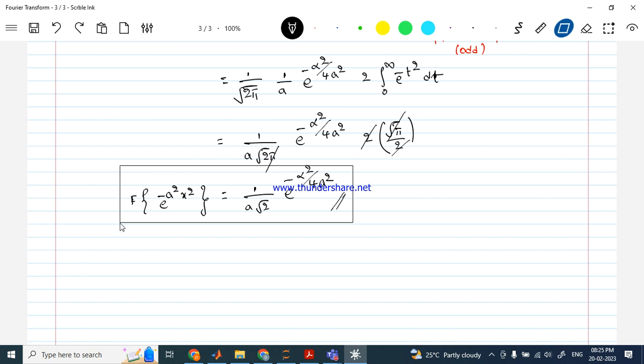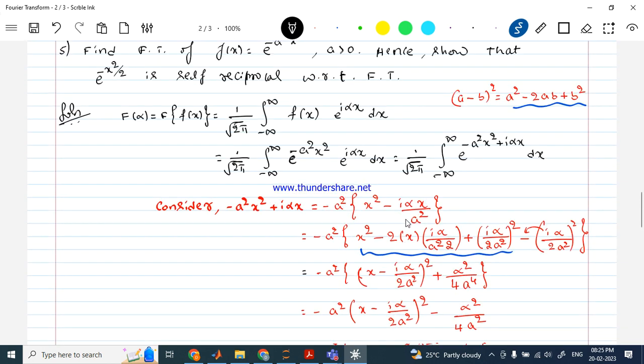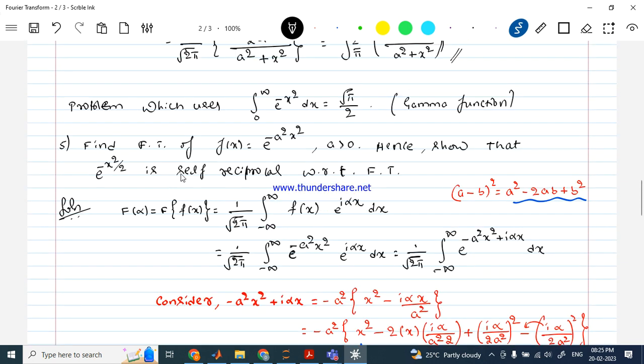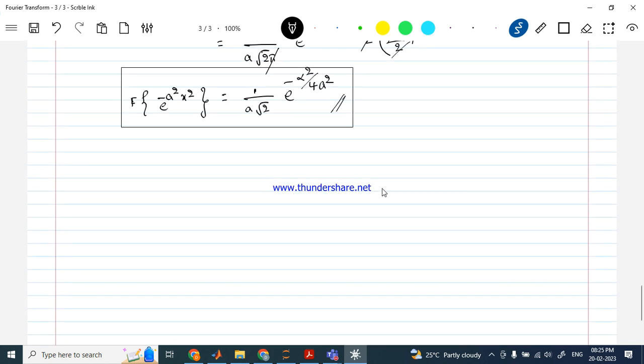Okay, so now let me just go further. The problem demanded us to do something more than this, that is, show that e power minus x square by 2 is self-reciprocal with respect to the Fourier transform. The actual question is, find the Fourier transformation of e power minus x square by 2 from this. We need to reduce that first, and that will give us some expression. We will see what happens to that.